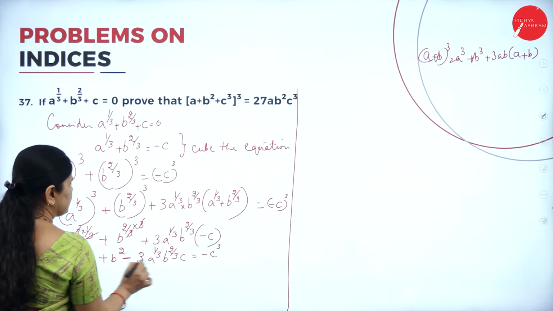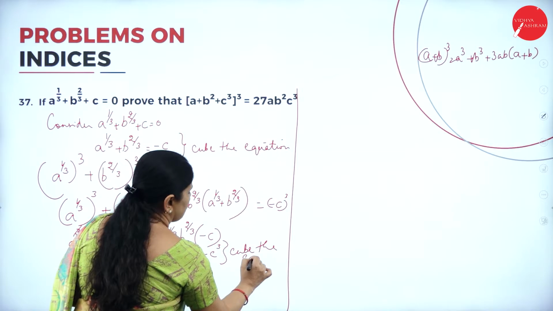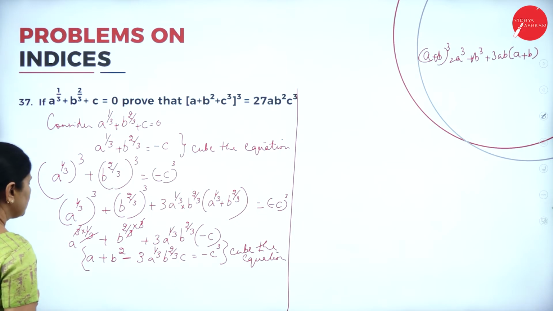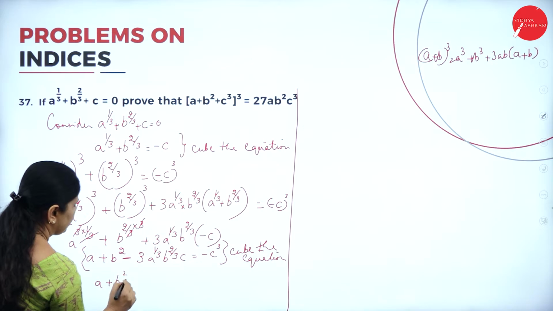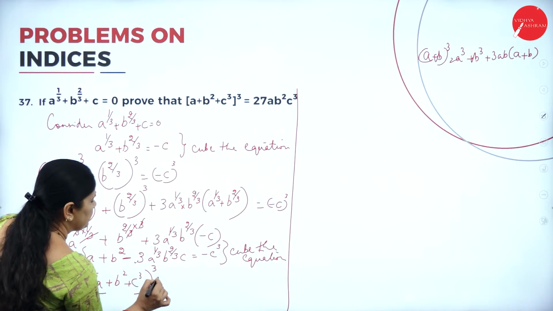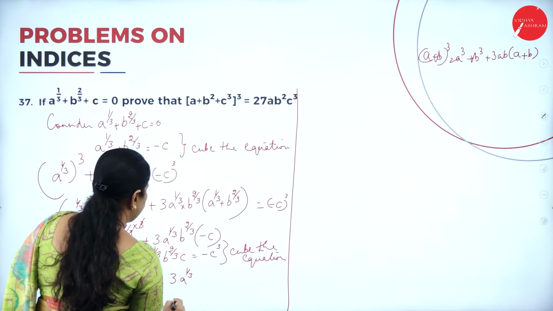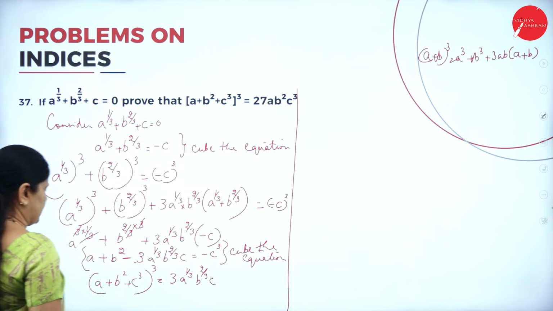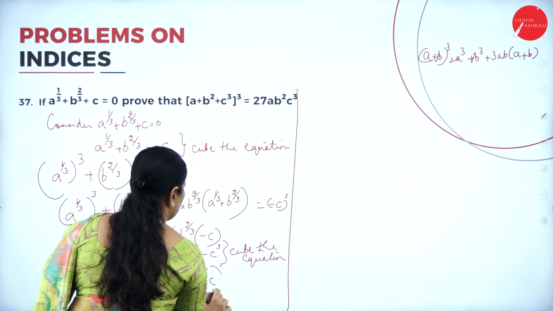Now, I am cubing this again. Cube this equation. When I cube the equation again, what will I get? So when I cube this, a plus b square plus c cube, the whole cube will be equal to 3 to the power of 3 into a to the power of 1 by 3, b to the power of 2 by 3 into c. Now I am cubing this again. So this equation has to be cubed here.